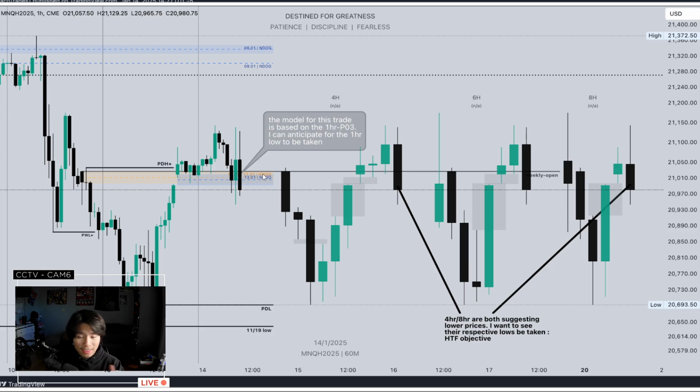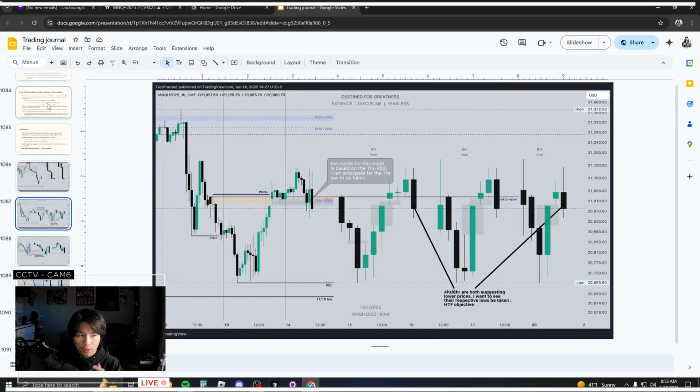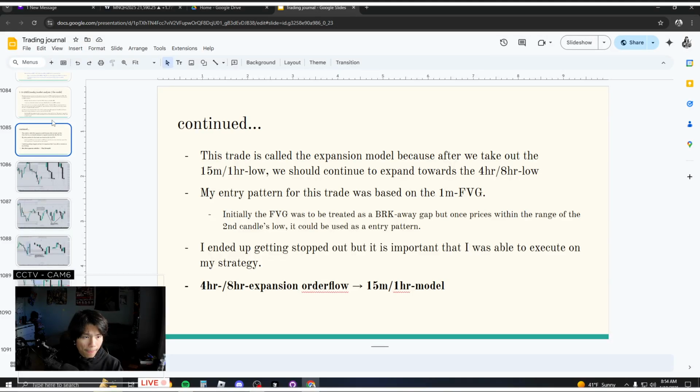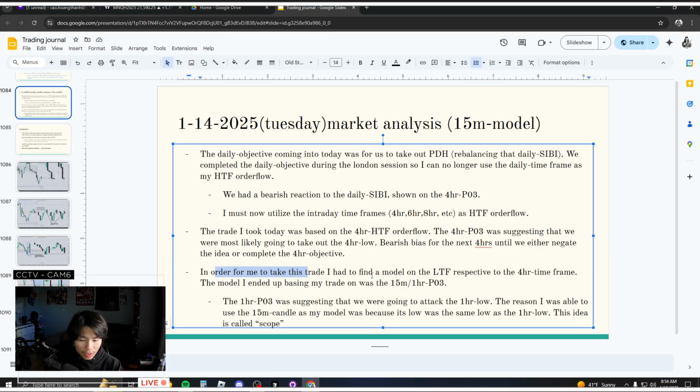But like I said, this model here, everything that I'm looking for was presented, right? I was presented with a higher time frame objective, I was presented with a model, and I was presented with an entry pattern. Is there anything else I missed here? In order for me to take this trade, I would have to find a model.